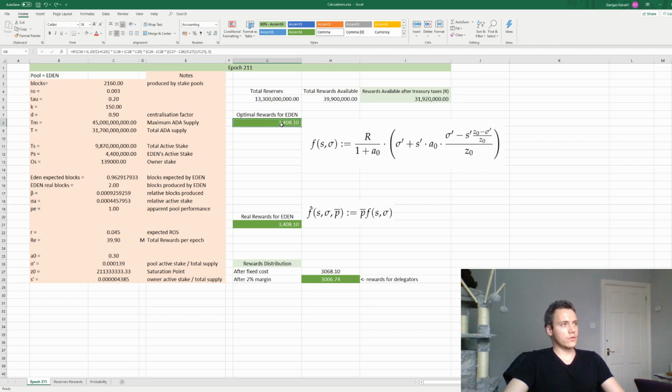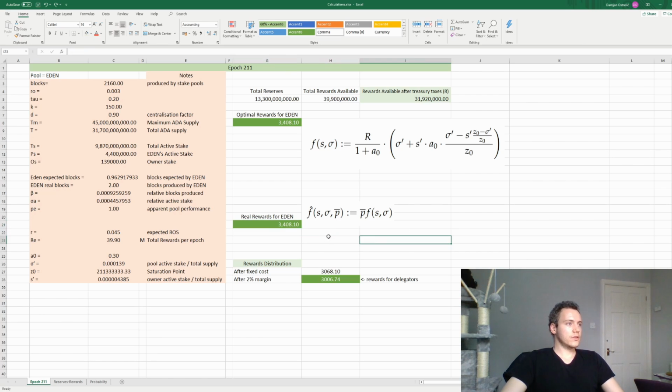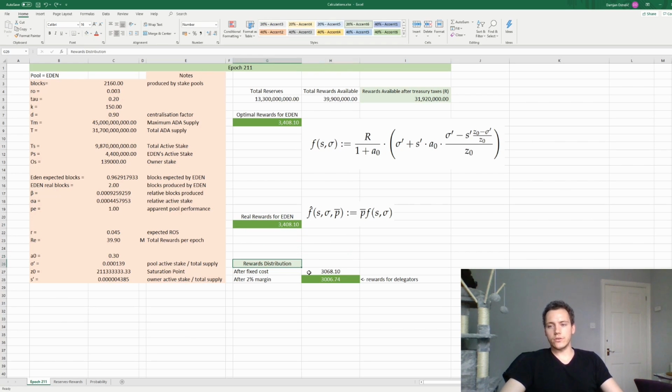We'll get more into how rewards are affected by this stuff later on, but let's just go through the whole calculation first. So optimal rewards are calculated from this formula, and as we know, optimal rewards assume the apparent performance of a pool to be 1. As we also know, the D parameter is above 0.8, so apparent performance is always set to 1 anyway. That's why optimal rewards and real rewards for Eden are the same. That's just apparent performance multiplied by this number, and that's it. We calculated the rewards for our pool, and now we can get on to rewards distribution.